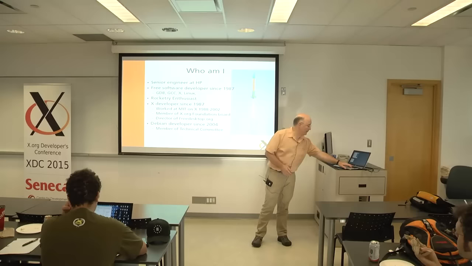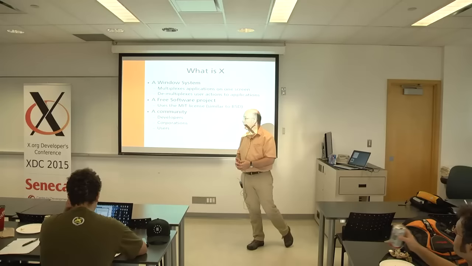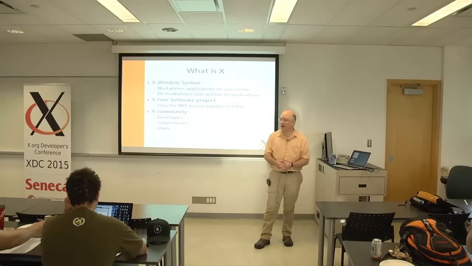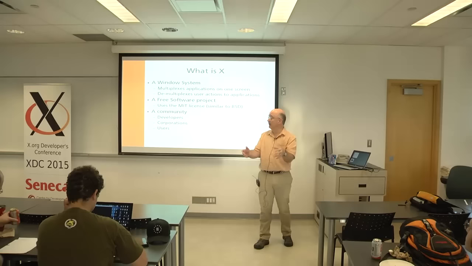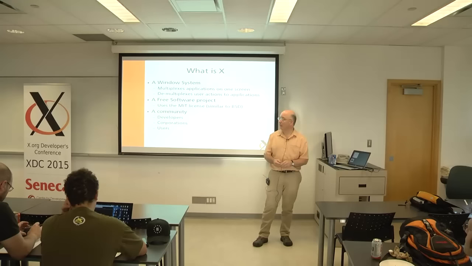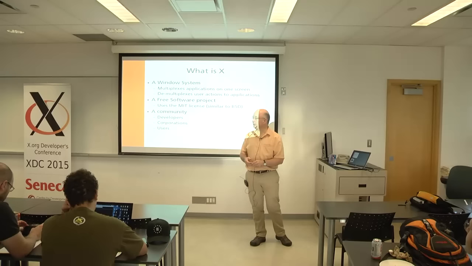What is X? X is a Windows system. What does a Windows system do? It has two really simple jobs. It multiplexes applications onto one screen so that a single user can see multiple applications at a time. And it demultiplexes the user's intention to those applications. So the user can type or use the mouse and have that stuff sent to the applications. And that's all the Windows system does. If a Windows system is doing more than that, it's not just a Windows system. The X Windows system is also a free software project. It uses the MIT license, which is similar to the BSD license.